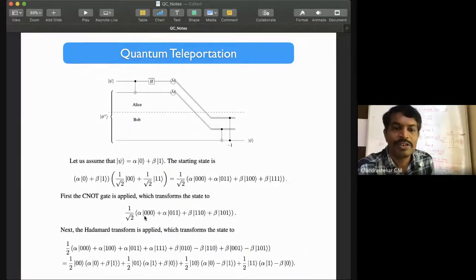Which means that you are only doing operation on the first 2 qubits. The third qubit is not even touched. Whatever is there, you simply write down. When you are not doing anything, it means that it's equivalent to an identity operator. You're just keeping them the way it is.